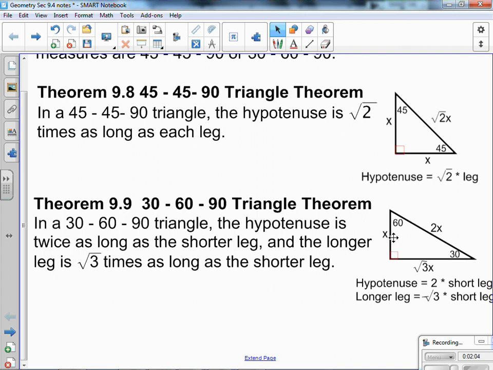So if I know what the shorter leg is, then I can multiply it by 2, and that'll give me the hypotenuse. Or I can multiply it by the square root of 3, and that'll give me the longer leg, or the leg that would be opposite the 60-degree angle. So hypotenuse, 2 times the short leg, longer leg, square root of 3 times the short leg, for a 30-60-90. And then the square root of 2 times the leg gives you the hypotenuse in a 45-45-90. Right.